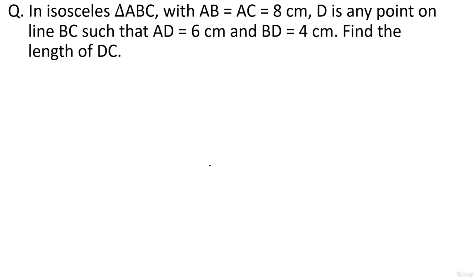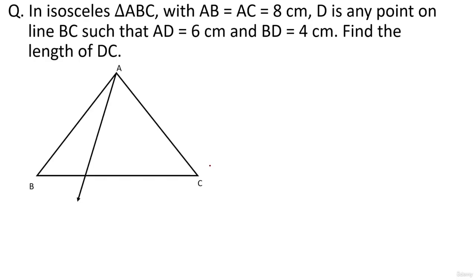In isosceles triangle ABC, with AB equals to AC equals to 8 centimeters, D is any point on line BC such that AD equals to 6 and BD equals to 4. Find the length of DC. You can just pause the video and just try it out. Okay, guys. So if you want to solve it without the cosine rule, let's see how we can solve this.